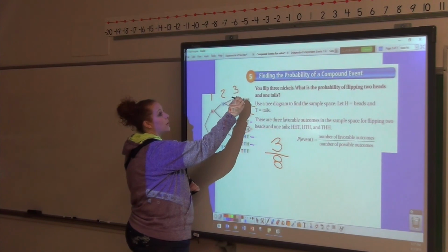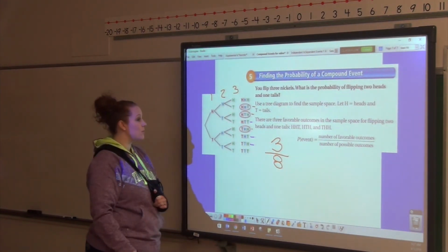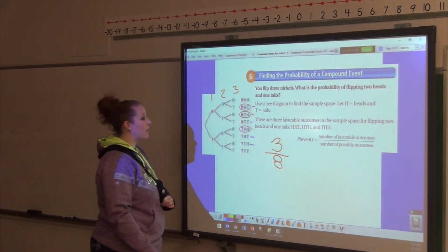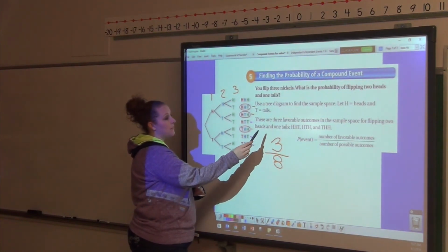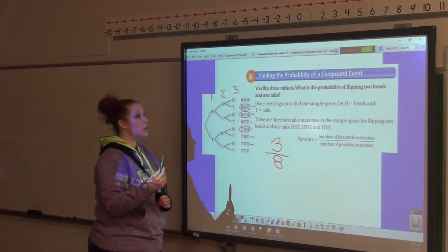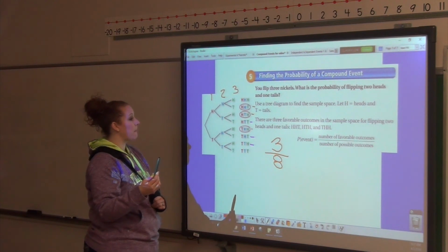This is coin 1, coin 2, and coin 3. It matters which one does which. So those are not the same outcomes. So we have 8 total outcomes, and 3 of them are 2 heads and a tail.